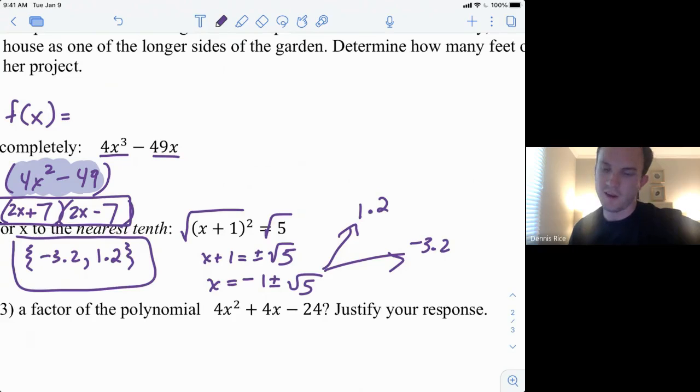You have to type it in your calc. Yeah, you can't do this by hand. So -1 plus radical 5 and -1 minus radical 5. Yeah, you have to use a calc, unless you want to take the square root of 5 somehow. Okay, we're good?